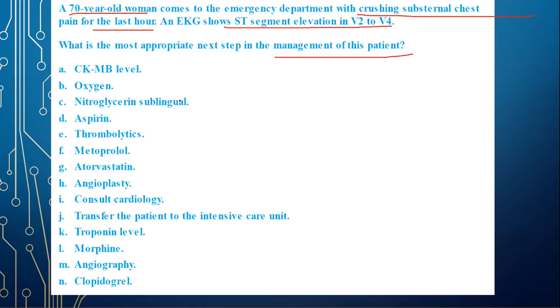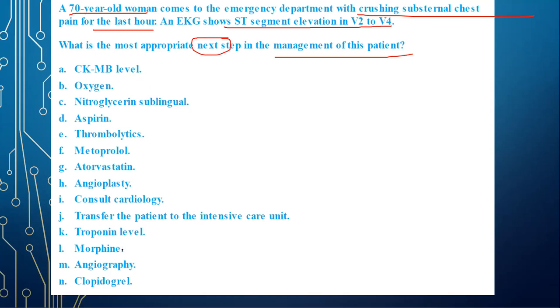So, see that in your exam there will never be this many options, five options. But from here, everything a patient needs for cardiac management is there: CKMB, oxygen. But in a patient who is having ST elevated MI, what is the next step in management for this patient?